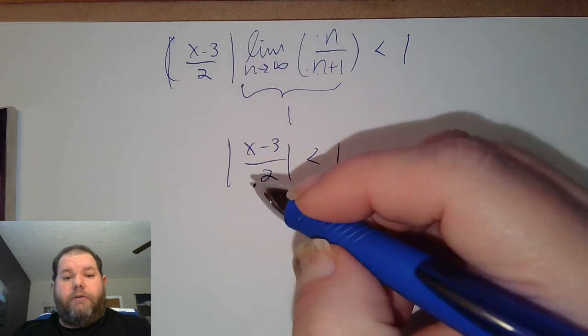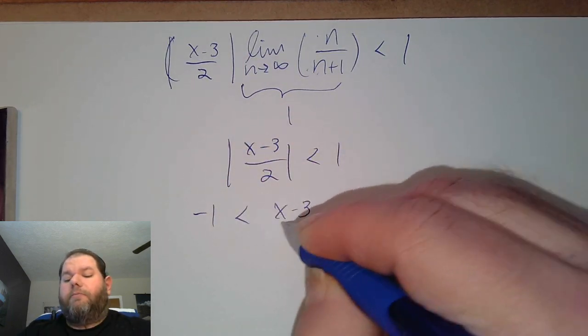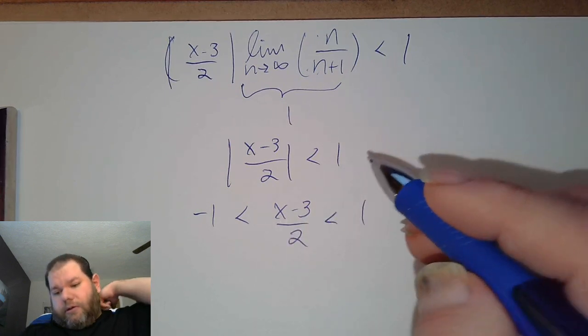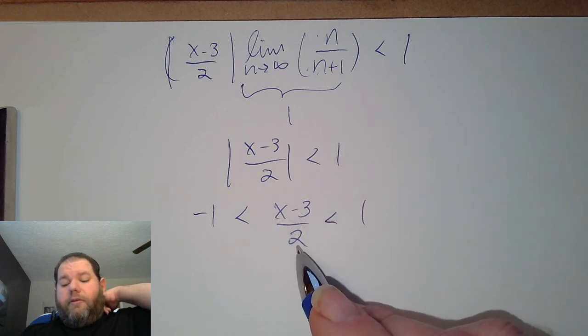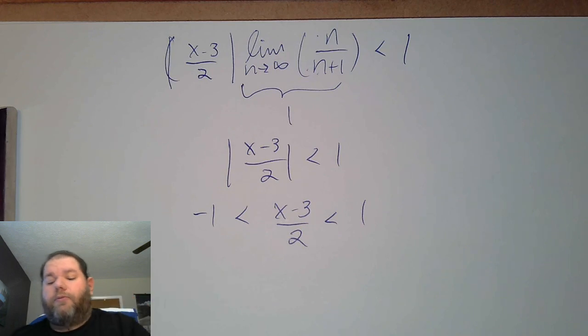Well, we can turn that into an inequality. We can say, well, x minus 3 over 2 must be between negative 1 and positive 1. Anytime we have the absolute value less than 1, that's our interpretation. The expression must be between negative and positive of that number, 1, that's the case.